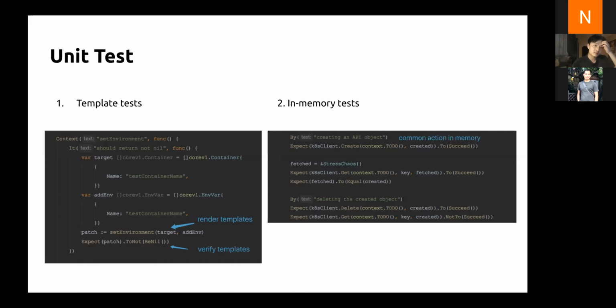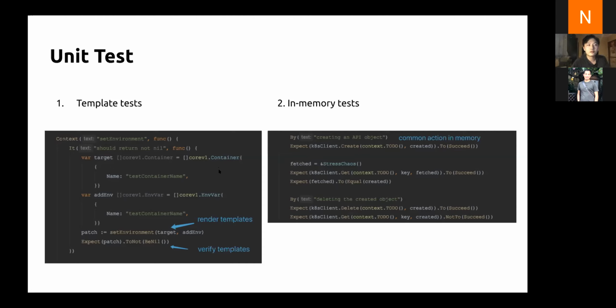Another case is to use the in-memory implementation of the API server and the client for some common actions, like we create some objects, then we try to get this object and verify whether it succeeds. So unit tests are great for simple things, but there are a lot of caveats as it's very simple.